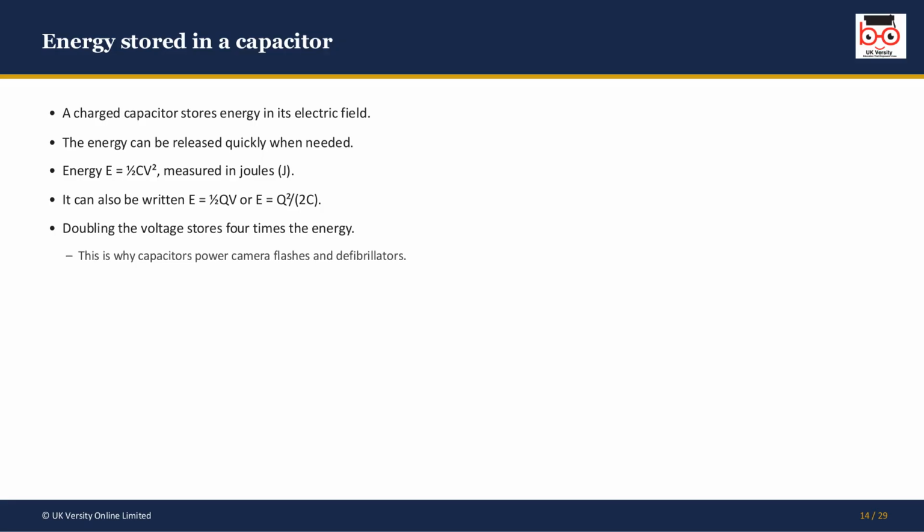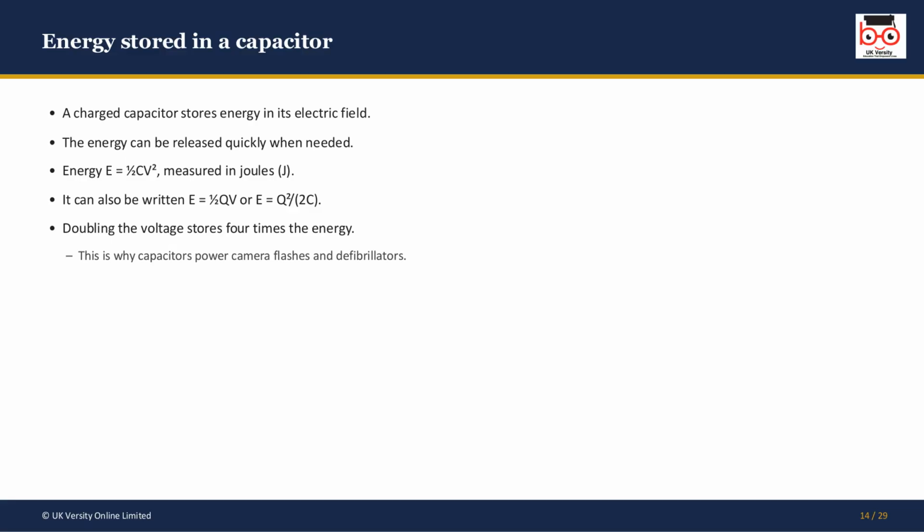A charged capacitor doesn't just hold charge, it stores energy in its electric field, and it can release that energy very quickly when needed. The energy equals 1/2 times the capacitance times the voltage squared, measured in joules, though you can also write it as a half QV or Q squared over 2C.